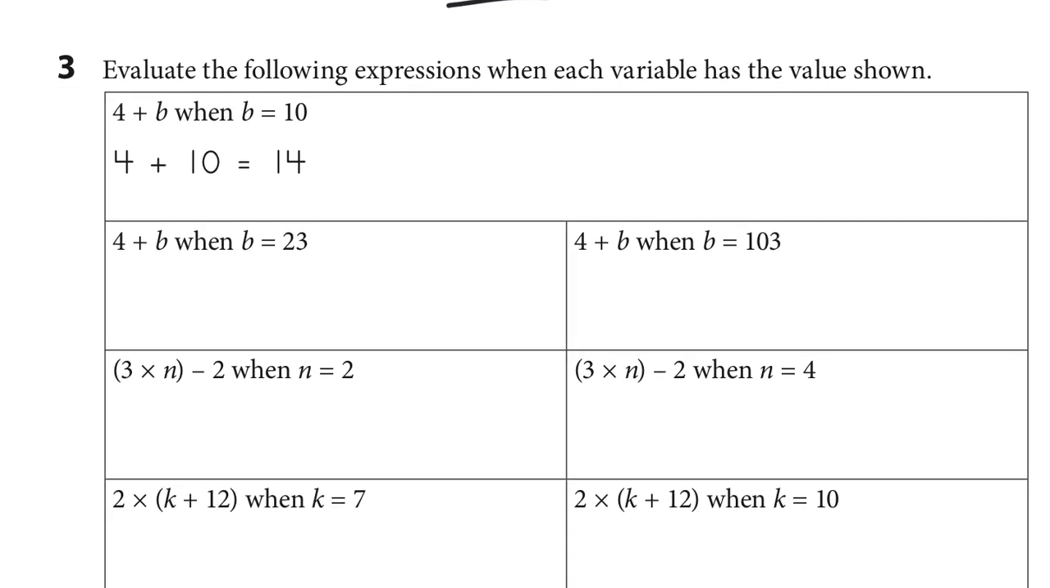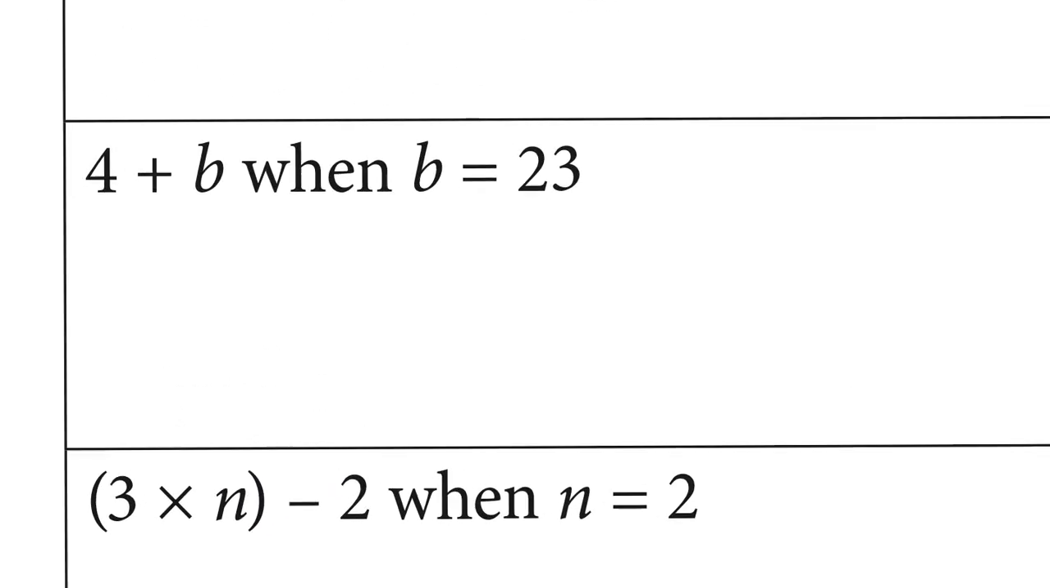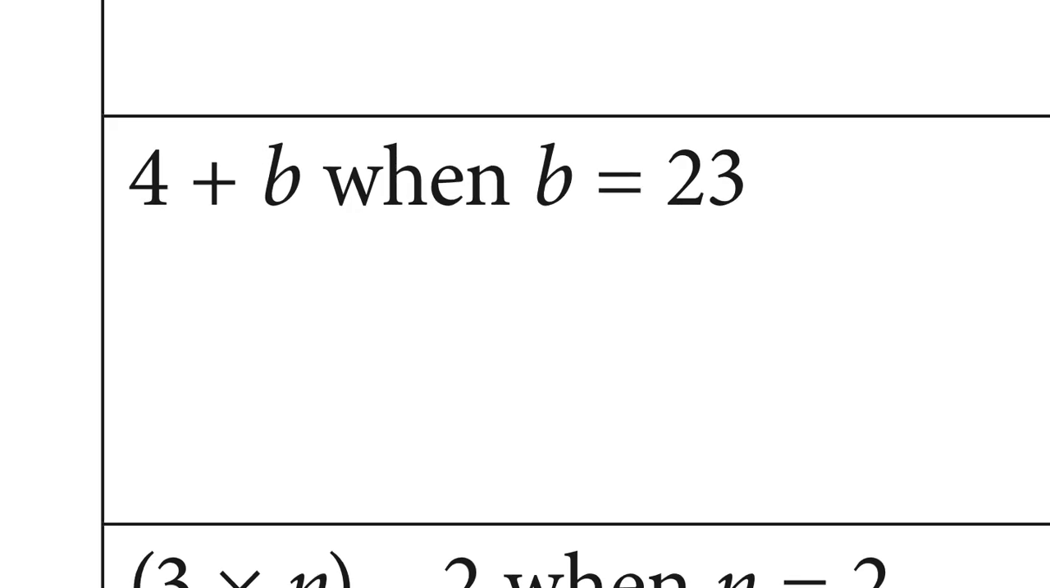Evaluate the following expressions when each variable has the shown value. So they've got 4 plus b, and they're going to tell you, well, let's just say that b is 10. So all you have to do is replace b with 10, which is what they did here, and 4 plus 10 is 14. If I zoom in on this one, 4 plus b when b equals 23. So just ignore this b and pretend it says 23. And that's your equation, okay?